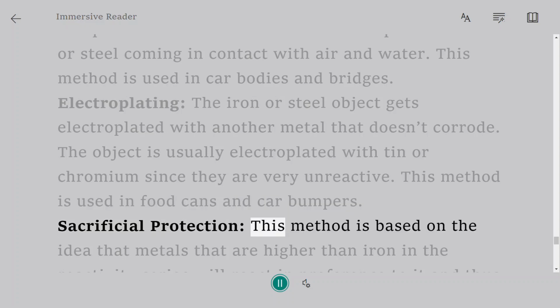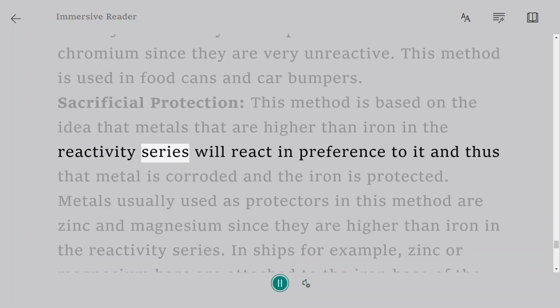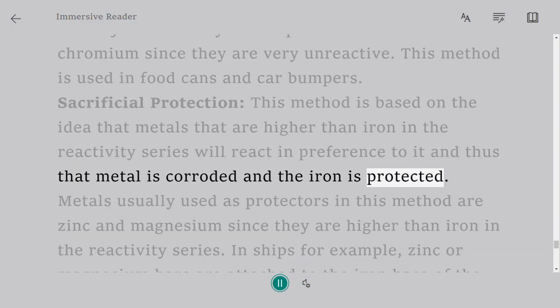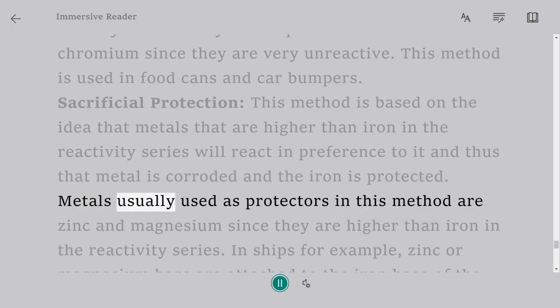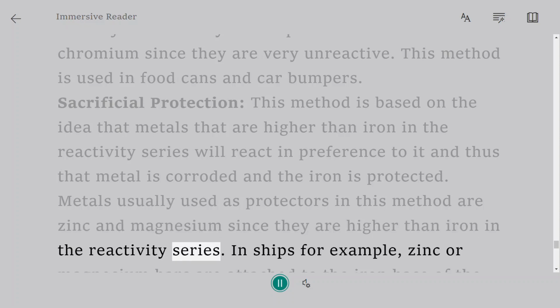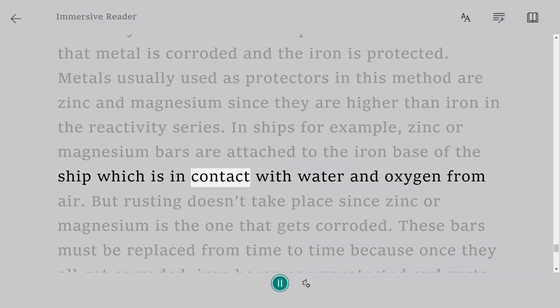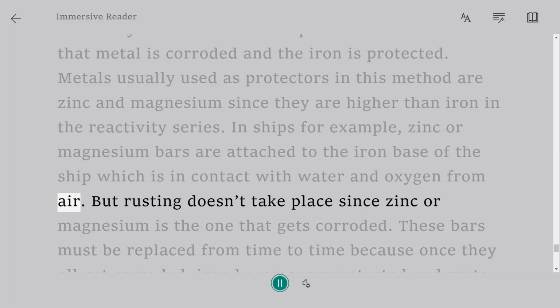Sacrificial protection: this method is based on the idea that metals that are higher than iron in the reactivity series will react in preference to it, and thus that metal is corroded and the iron is protected. Metals usually used as protectors in this method are zinc and magnesium since they are higher than iron in the reactivity series. In ships, for example, zinc or magnesium bars are attached to the iron base of the ship, which is in contact with water and oxygen from air.